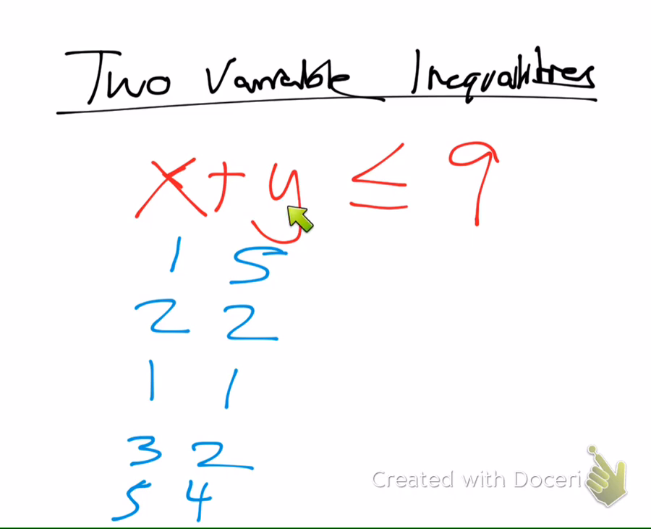We could start getting into negative numbers. We could start getting into decimals and fractions. We could get all the way up to 9. You know, sometimes if y was 5, this could be 1. But if this was 5 and this was 5, it wouldn't work, right? It'd be greater than 9.